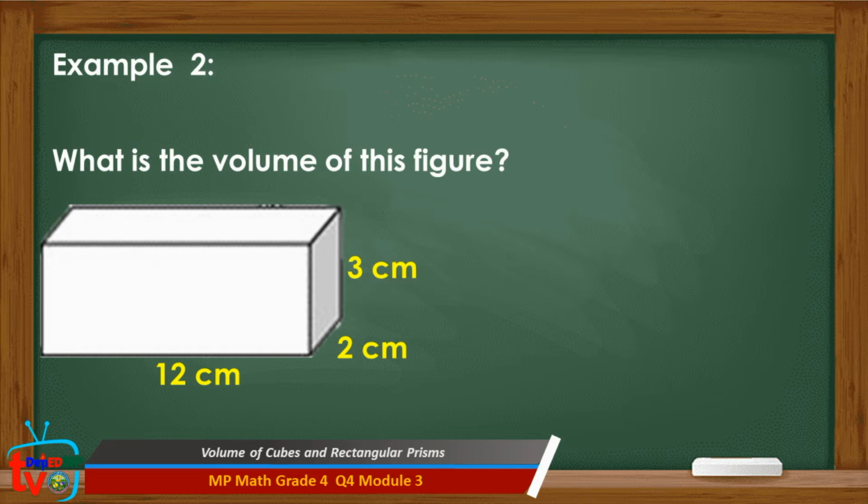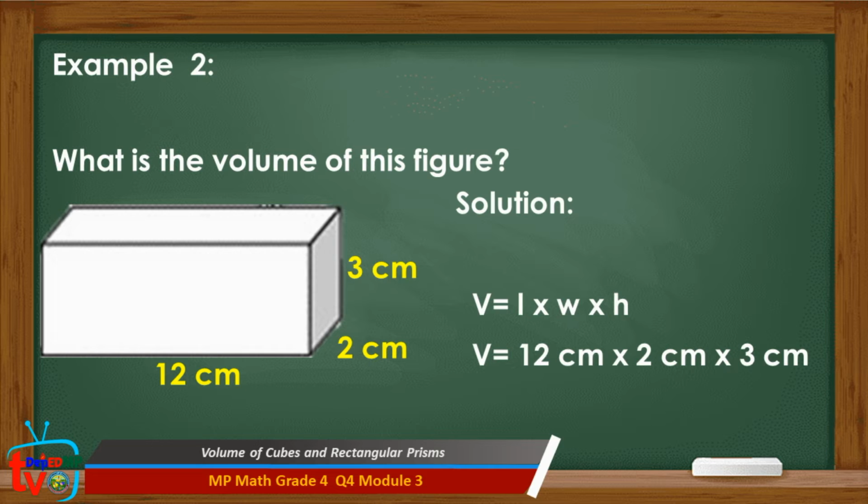Example 2. What is the volume of this figure? Solution. Volume is equal to length times width times height. Substitute the formula with the given values. So volume is equal to 12 centimeters times 2 centimeters times 3 centimeters. Volume is equal to 72 cubic centimeters.